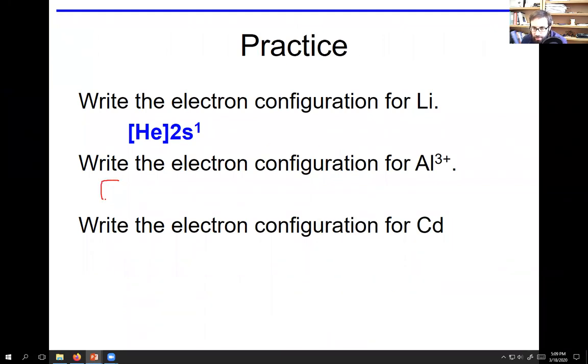So I would be [Ne] 3s2 3p1. Okay, that's for neutral aluminum. So that would be the answer for neutral aluminum, but it's not asking us for neutral aluminum. It's asking us for aluminum 3+. So we've got to remove 2 electrons, 1 electron, 3 electrons, right? Remove these 3. So it's just going to be [Ne], okay?